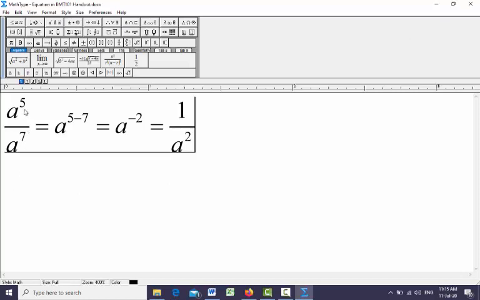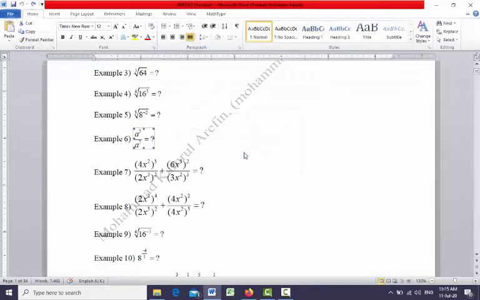In another way, we could have easily done it in a very simple way also. Here you can see in the numerator we have power 5, in the denominator we have power 7. So these 5 and 7 out of this will cancel out, and in the denominator only 2 will be there in the power. So that's the solution of example number 6.